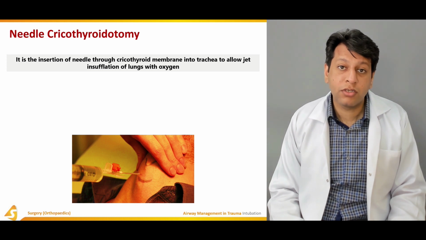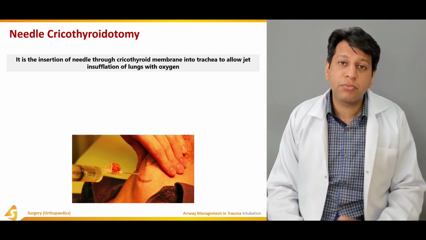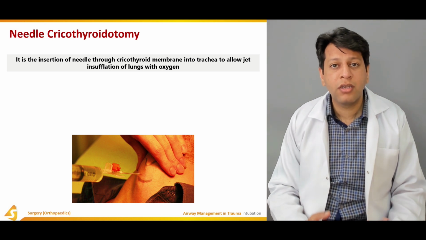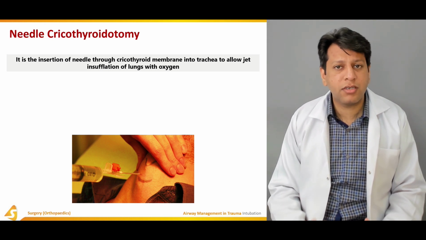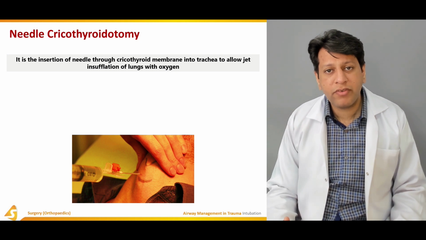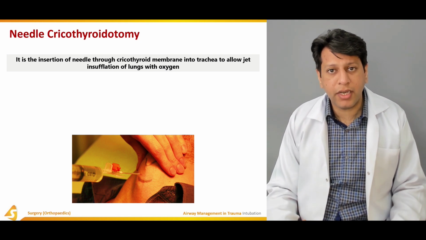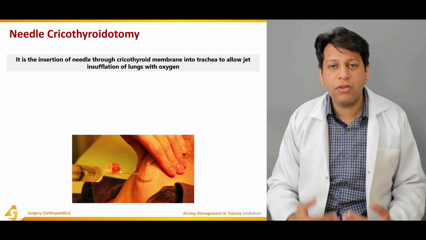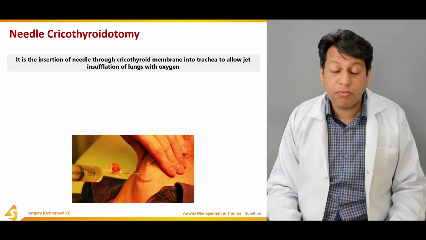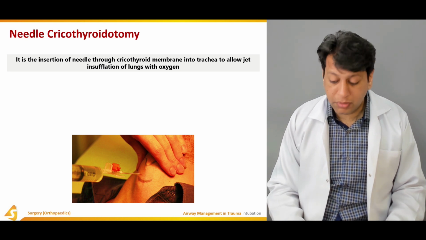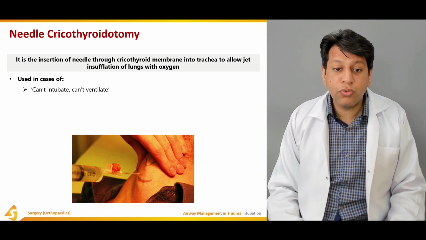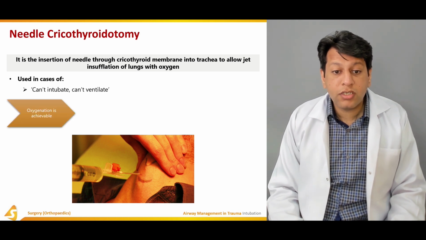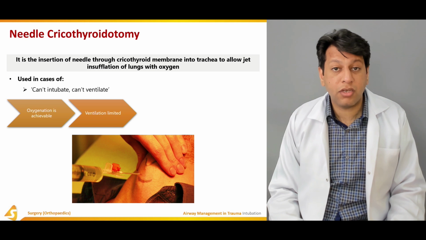lungs with oxygen. Although it's a procedure which gives you at least a time of, let's say, 45 minutes to 1 hour, maybe 30 to 40 minutes at max, that is good enough time that the patient's airway can be maintained, and you can quickly complete the primary survey and its adjuncts, and you can also arrange for the permanent procedure such as tracheostomy. It is used in cases where you can't intubate and can't ventilate; oxygenation is achievable, ventilation is limited.